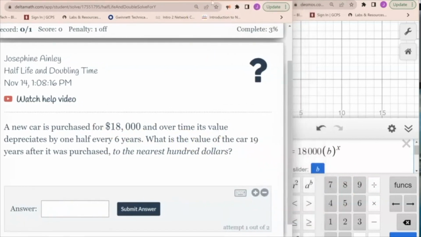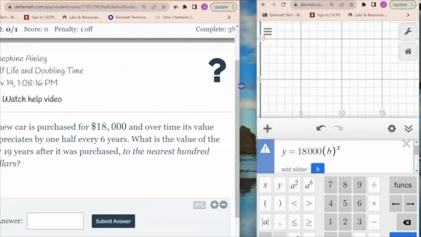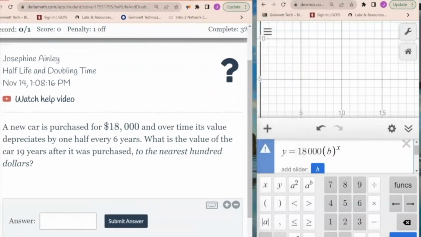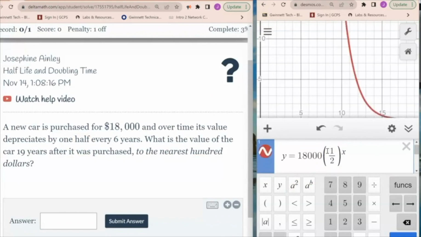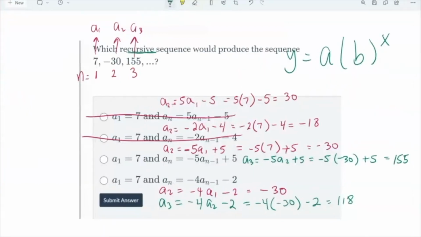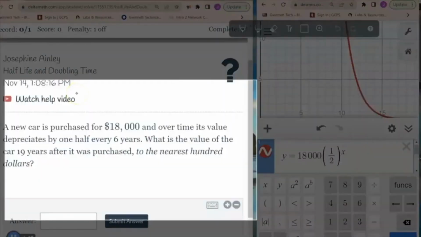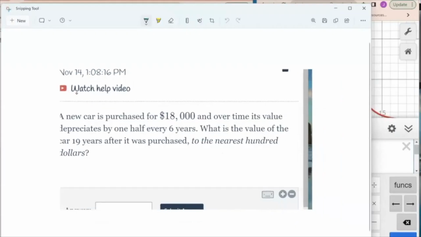Over time, its value depreciates by, so it depreciates, it's going down by 1/2. So it's telling you, this is half-life, that B is going to be half. So you can write 1 divided by 2, or you can write 0.5. Every 6 years. Okay, so every 6 years it's going to depreciate by 1/2. What does that mean? That means in year 1, so it's depreciating by half every 6 years.